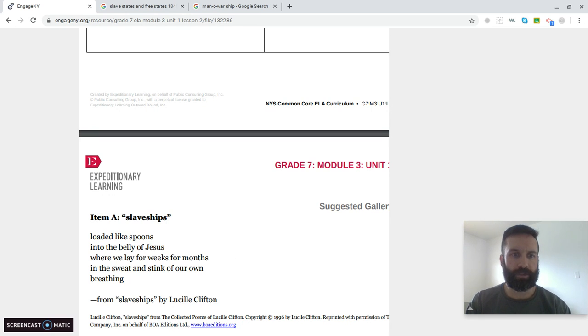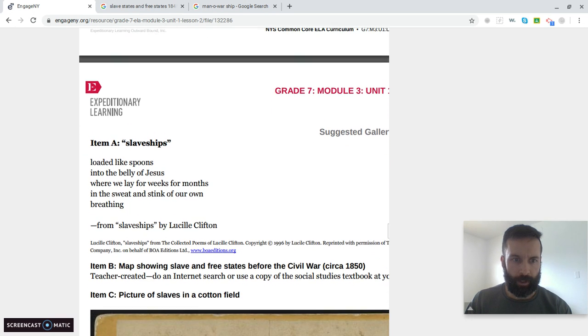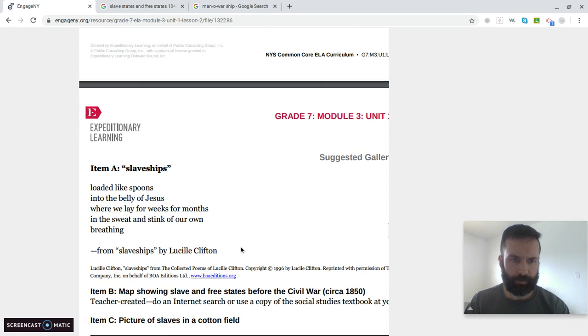Loaded like spoons into the belly of Jesus, where we lay for weeks, for months, in the sweat and stink of our own breathing. That was from Slave Ships by Lucille Clifton. All right, we're going to go to item B here, which is a map showing slave and free states before the Civil War, around 1850.